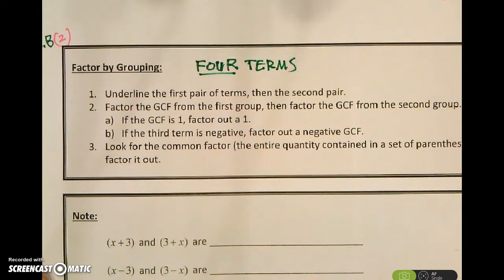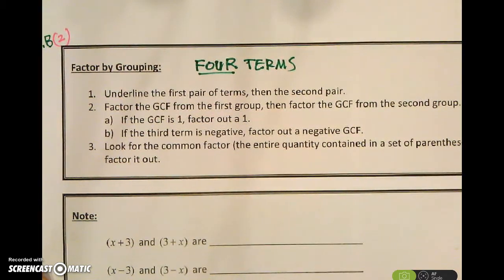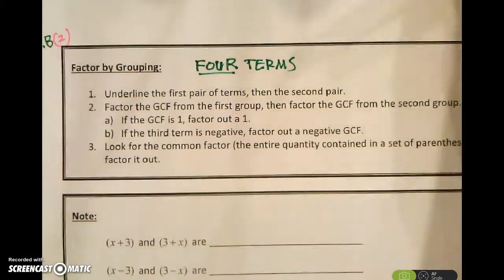And if the GCF is 1, so if there's not a common factor, the GCF would be 1, we're going to factor out a 1. If the third term is negative, we're going to factor out a negative GCF. Then, we're going to look for the common factor, which is the entire quantity contained in a set of parentheses, and then factor it out.